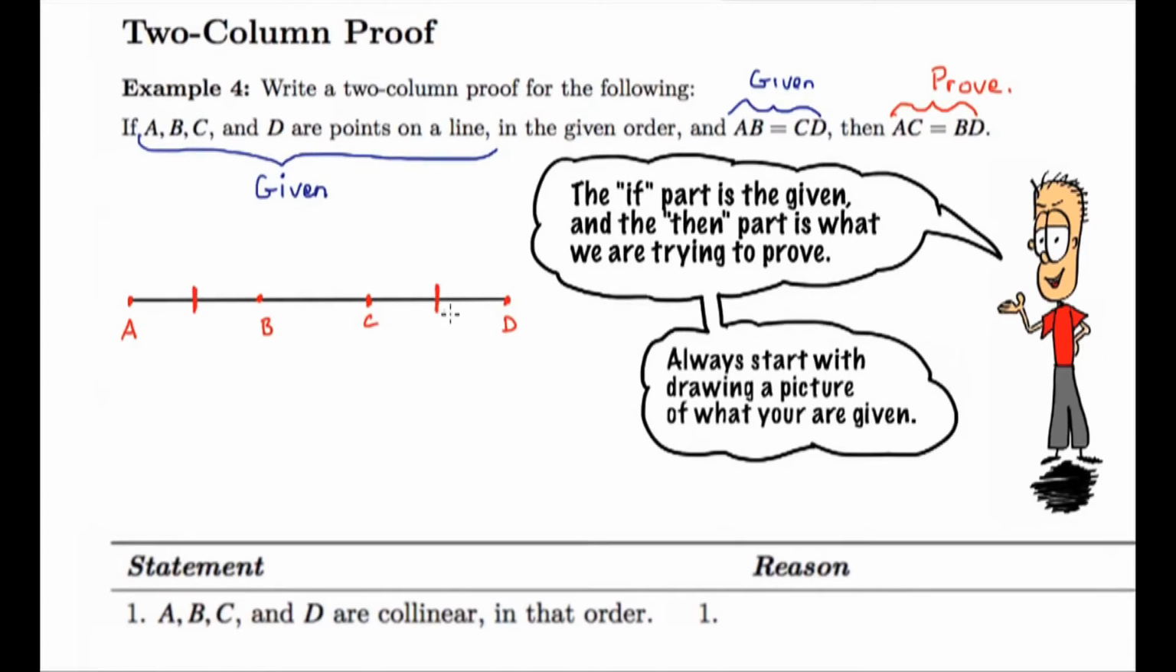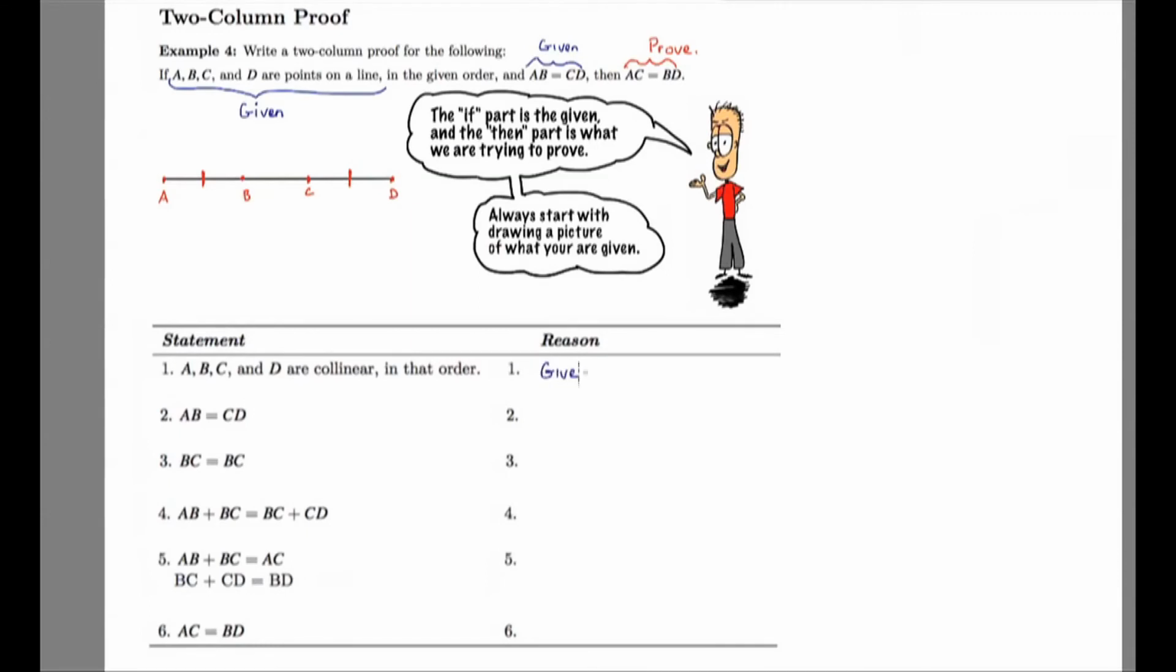So let's make a sketch here. I've made a line segment with A, B, C, D on it, and I've shown AB congruent to CD. The first two statements here are the given statements from the problem. In statement 3, we're saying BC equals BC. Well, that's the reflexive property of equality. And then we can say that AB plus BC equals BC plus CD. I'm adding BC to both sides there, so that's just the addition property of equality.